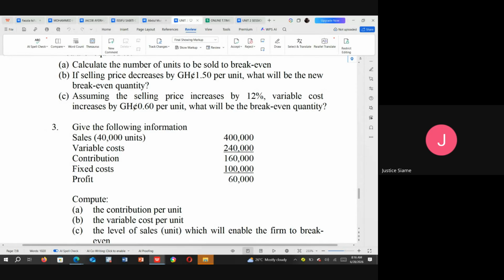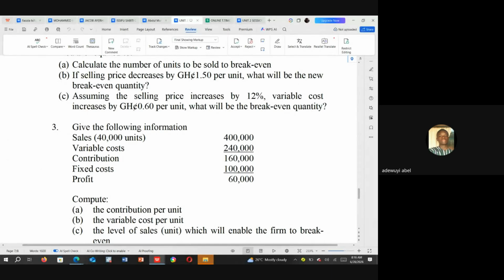I didn't get the C part. They say assuming the selling price increased by 12%. So the old selling price is 15.